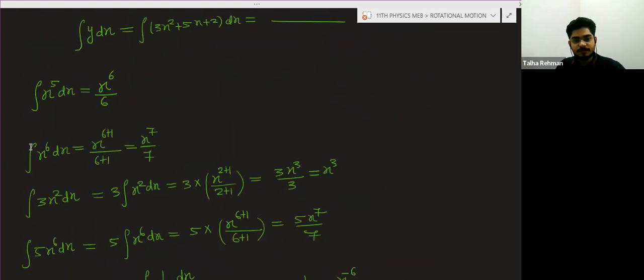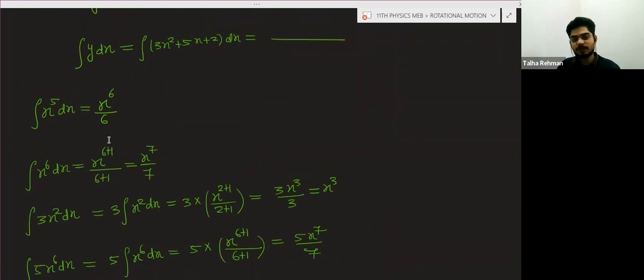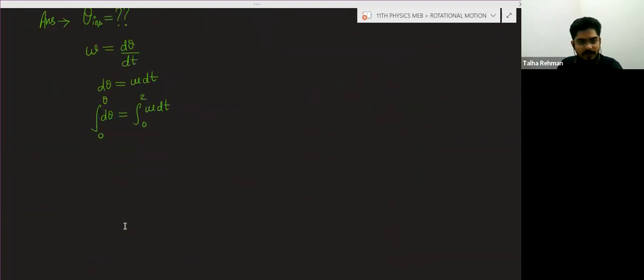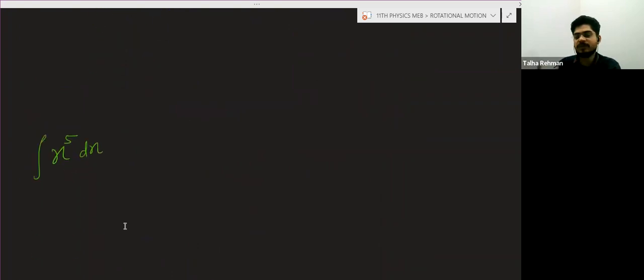Suppose you have the integration of x to the power 5 into dx, and there is no limit of integration. This type of integration, without the limit, is known as the indefinite integration. Basically here there will be some constant also. That we will discuss later, but mostly we will use both types of differentiation and integration.